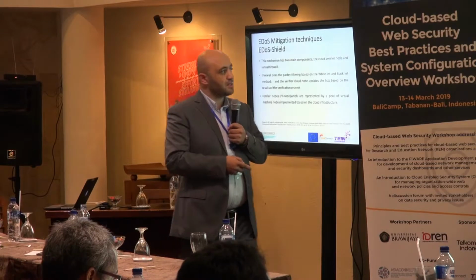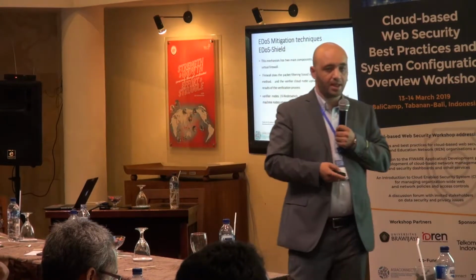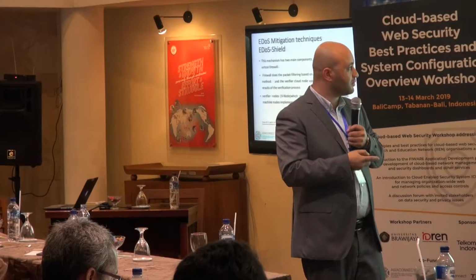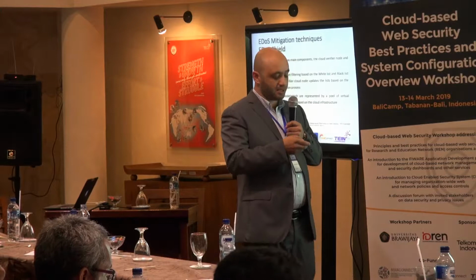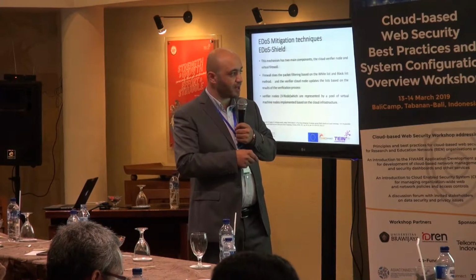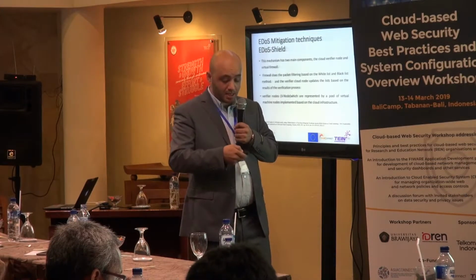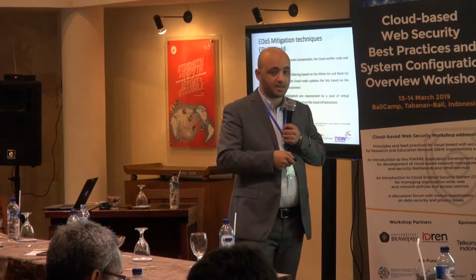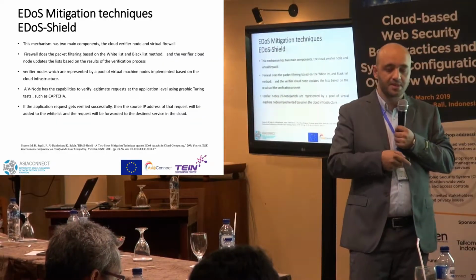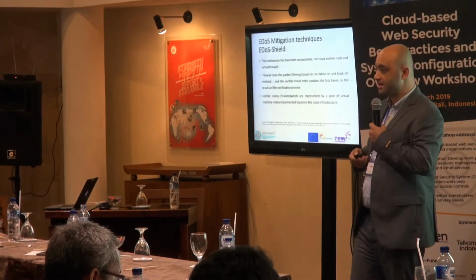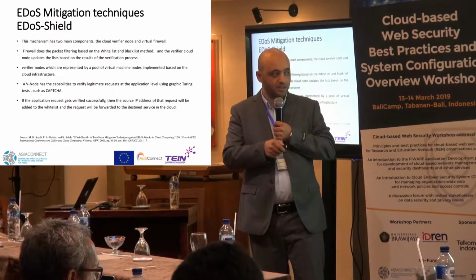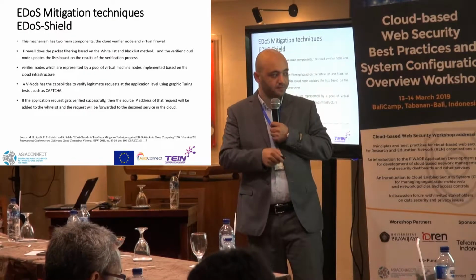So there are mitigation techniques for cloud EDoS. One of the techniques we call EDoS-Shield. This technique consists of two components: a firewall and verifier nodes. The firewall is based on a whitelist and a blacklist. That means each request targeting the service will be filtered and go through the firewall. If the IP address exists on the whitelist, it will forward the request to the targeted machine.